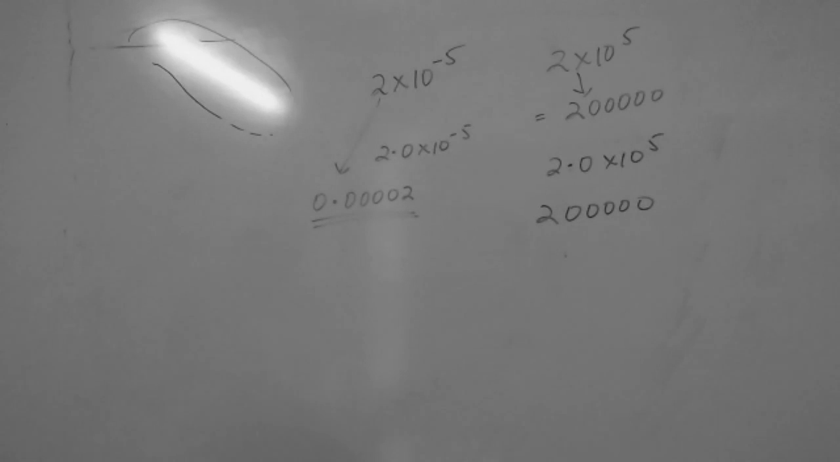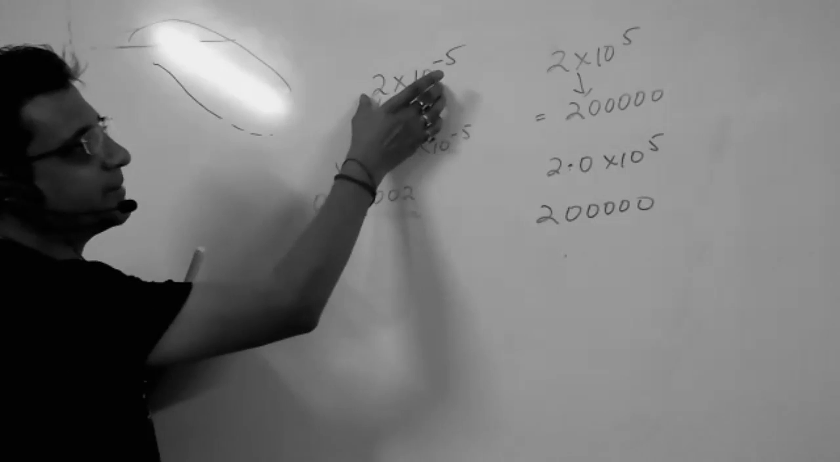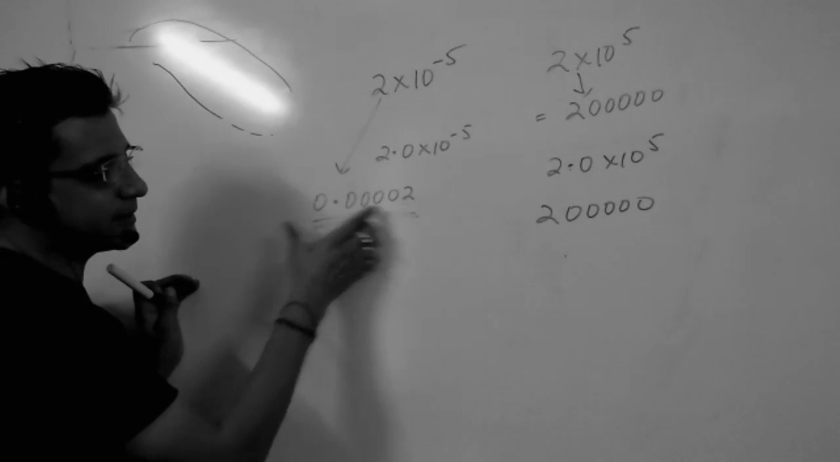Sir, I didn't understand the negative part, sir. How to turn it to the usual number, the negative part. When the power is negative, that means the number is small. So when you make the decimal go left hand side, the number becomes less.